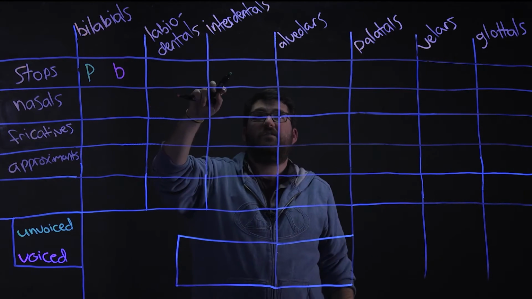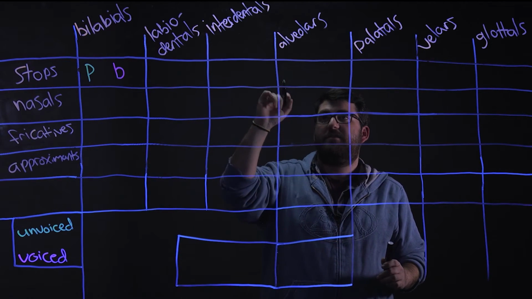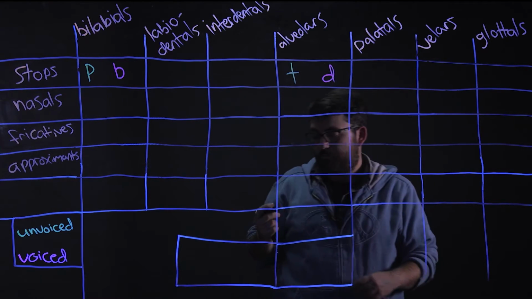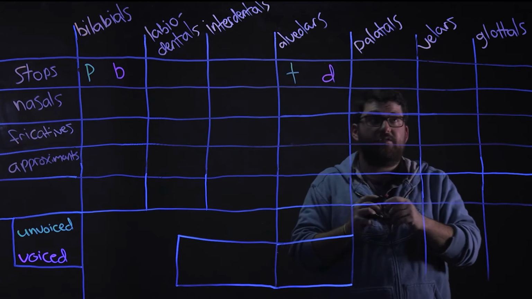Then if we move from there, moving backwards along the stops, we don't have any labiodental stops in English. We don't have any interdentals, but we do have alveolar stops. So stops that are made with the tongue coming up right behind the teeth, and those in English are your T, till, and D, dill. So if we go from there, the palatals, we don't have any of those, but we do have velar stops in English.